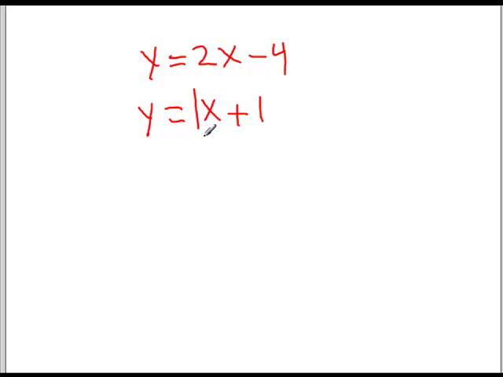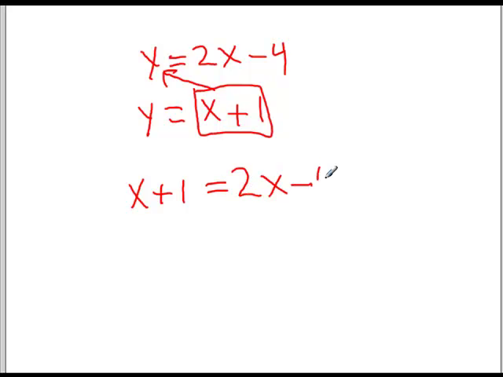Let me give you another quick example. If we have y equals 2x minus 4, and we have y equals x plus 1, well, I can just take this and plug it right in for y, right? Because that's what y is equal to. So we'll get x plus 1 equals 2x minus 4. I'm going to subtract the 1, so I'm going to get 1 equals x minus 4. Bring 4 to both sides, and we get x equals 5.